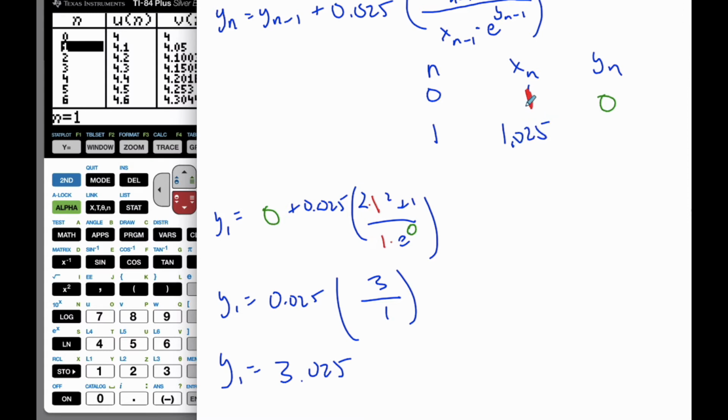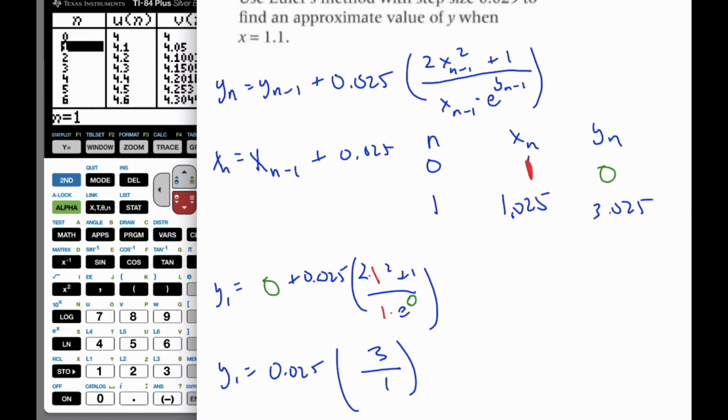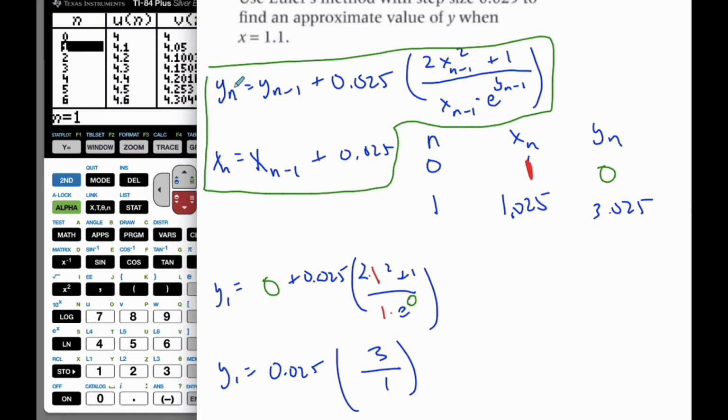So when I go to 1.025, because this is the increase of my x, my x n is equal to x n minus 1 plus 0.025. And this value here should be 3.025. And so for my test, and I forgot to say this on the other video, you should also write the x value that you're putting in as well. So you should have your x and your y that you are progressing through.